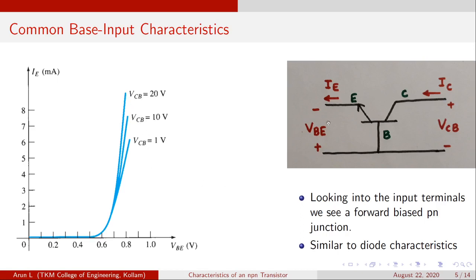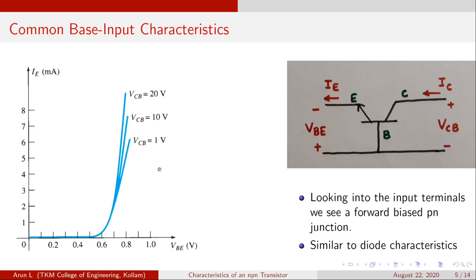Okay, so why is this particular shape coming? When we are looking from the base and emitter, these two terminals, this is a forward biased PN junction. So it is similar to that of a diode. So the characteristics will be similar to that of a diode, forward biased PN junction. Initially the current will be zero. Once the junction is forward biased, the current will rise exponentially.